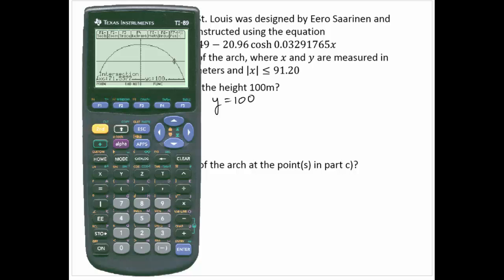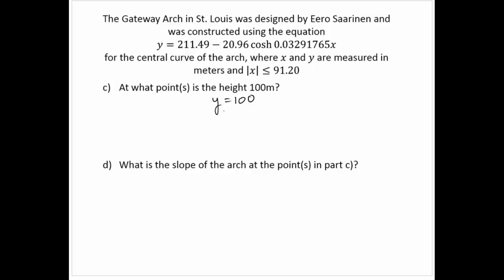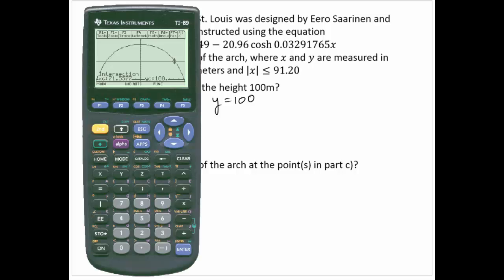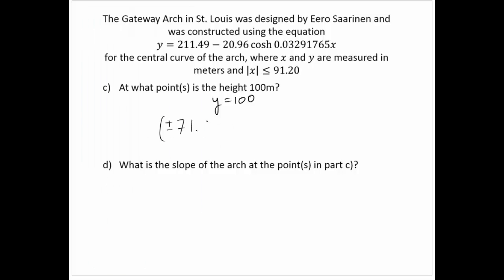71.6. So at what points is the height 100 meters? At the points positive or negative 71.56, comma 100. So when x is plus or minus 71.56. And again, you would do something similar on the 84.